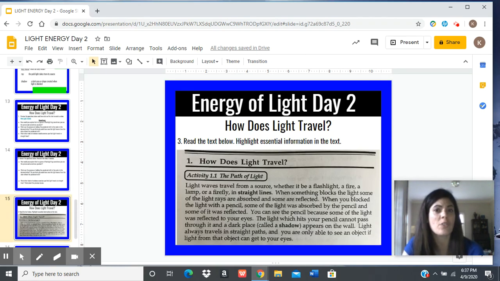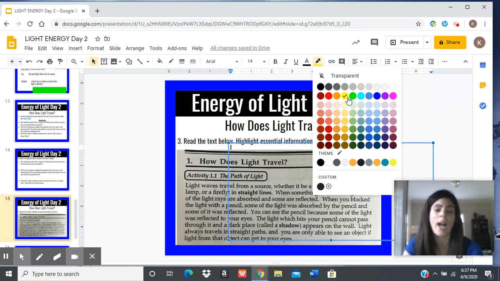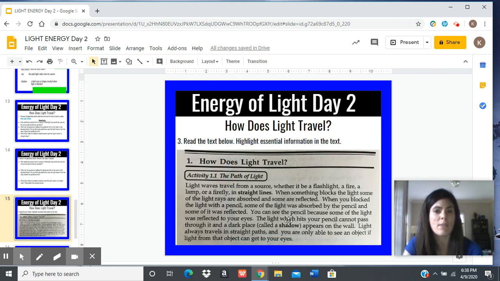After you've finished answering those 3 questions, the next slide has a short passage for you to read about how does light travel, the path of light. To highlight the essential information, simply click on the paragraph, go up to the toolbar, and to the right of text color, you'll see something that says highlight color. So click on that and select your color. I selected yellow because that's the highlight color we most often used in class. And then you're going to be able to go through, read the information and then highlight what you think is most essential.